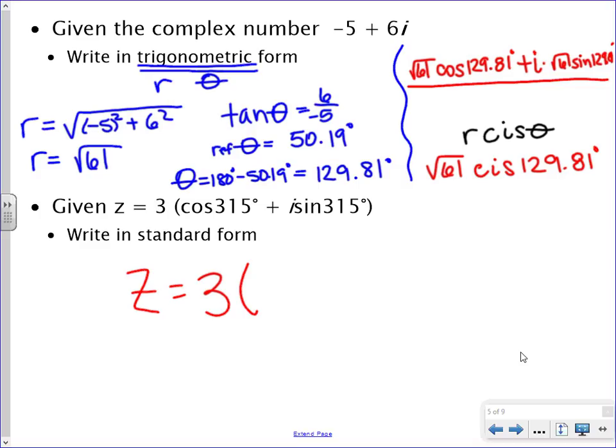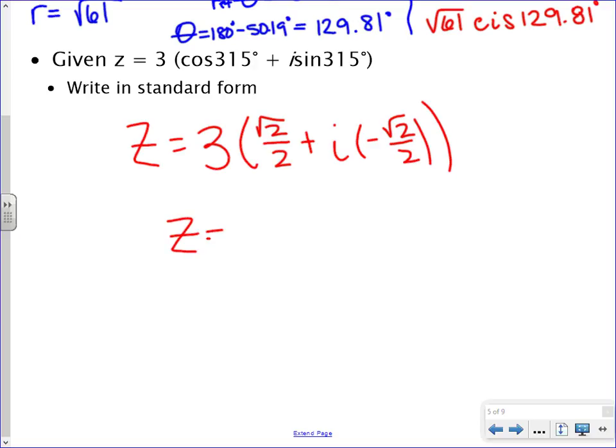Let me ask you this. How far away is this from 360? 45. What's the cosine of 45 degrees? Radical 2 over 2. So the cosine of 315 in the fourth quadrant would also be radical 2 over 2. The sine of 315. Zach, what is that? Negative radical 2 over 2. Very good. So our number in standard form would be 3 radical 2 over 2 minus 3 radical 2 over 2 i. When we're in standard form, the i is going to come after the number.